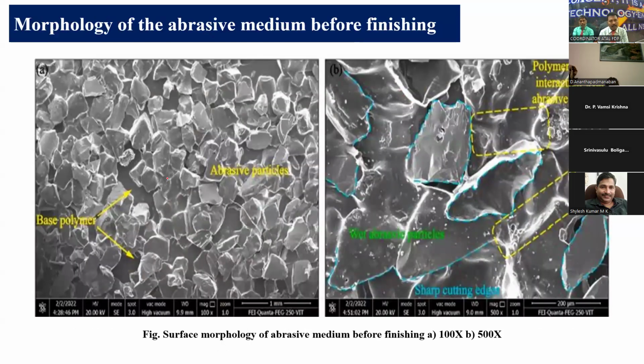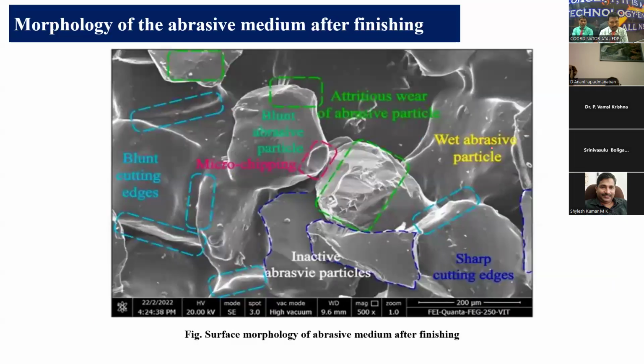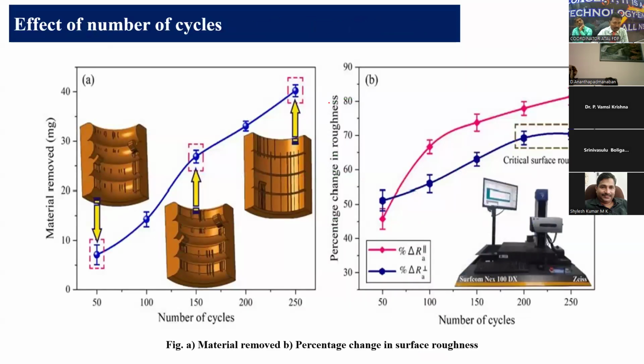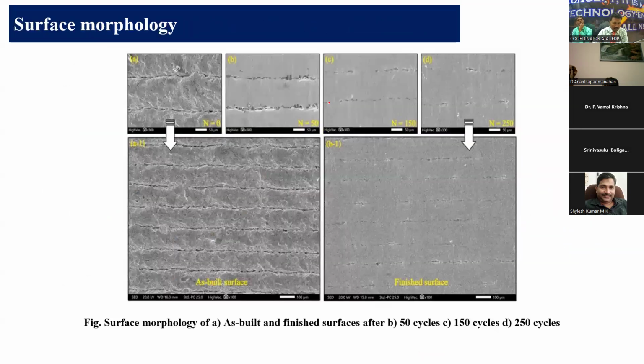And this is the morphology of the abrasive medium, before finishing and after finishing, how the abrasive particles are, because the material removed from the workpiece is sticking to the abrasive media, which we can observe in the SEM images. And this is also the morphology of abrasive media after finishing. So before or after finishing, you can observe that the media contains some of the workpiece particles or materials. This is what I already told you, number of cycles, or this is the surface morphology.